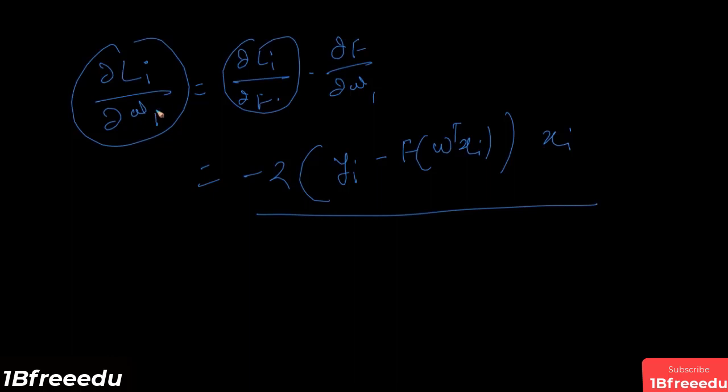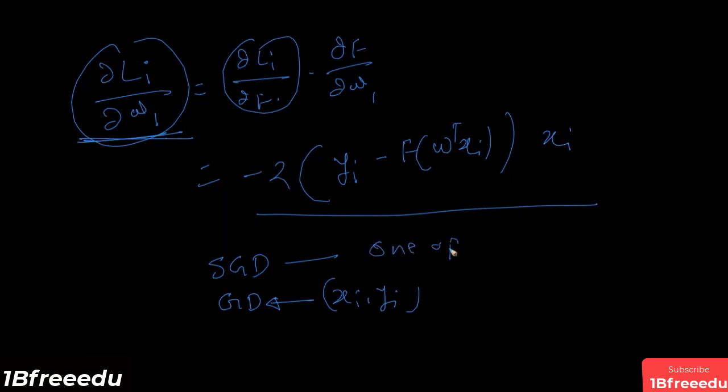Now I can update the weight W1 using this loss, right. Here we can use SGD or gradient descent. In gradient descent we use all the xi's and yi's to compute the derivative. In stochastic gradient descent, we can use one data point to compute the derivatives, or I can take a batch of data points to compute the derivative. That is called batch SGD.